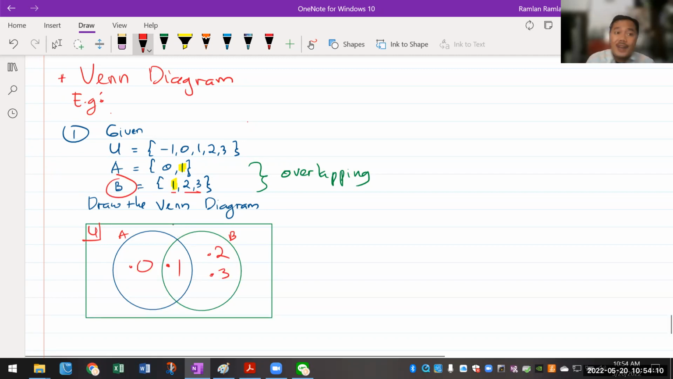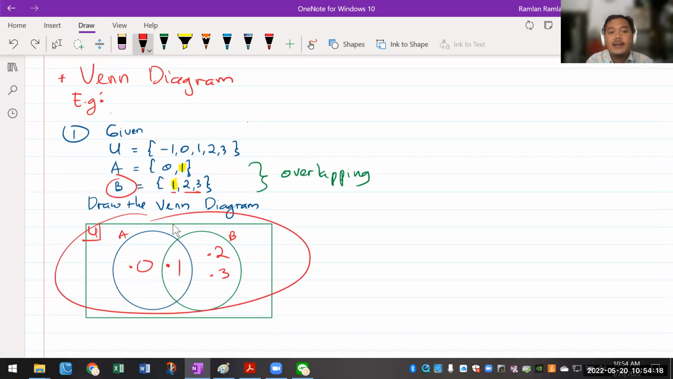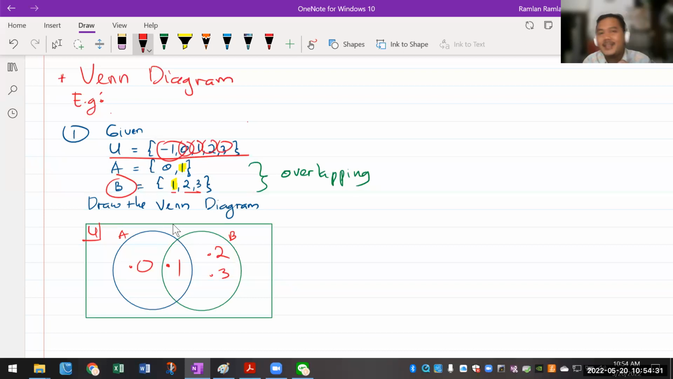Okay, we're not done yet because we have the universal set. Just make sure that all of the elements inside the rectangle of this Venn diagram include all of the elements in the universal set, right? We have written 0, 1, 2, and 3, but we haven't written -1, right? So that -1 is also included inside the rectangle, but it is outside the circle. You can put it anywhere you want, as long as it's inside the rectangle but outside the circle. So I'm going to put it over here.